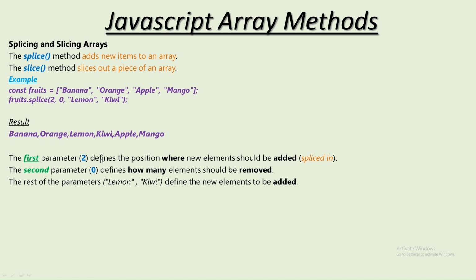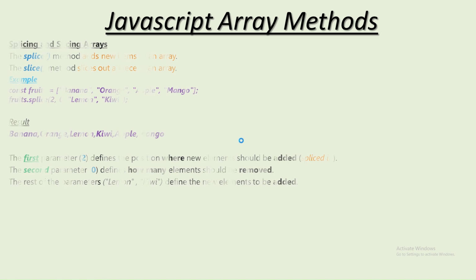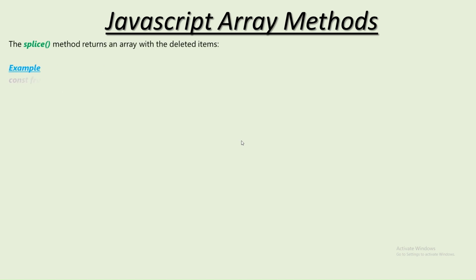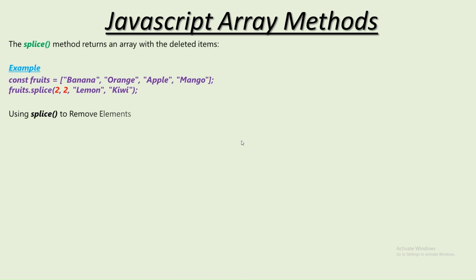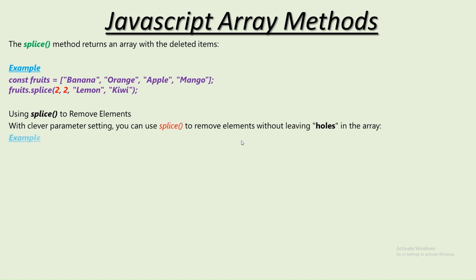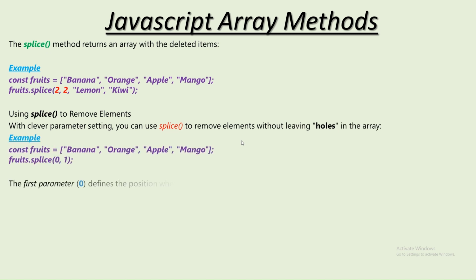So the first parameter 2 defines the position where the new element should be added, like spliced in, and the second parameter 0 defines how many elements should be removed. So none of the elements were removed, rather two elements were added from the index 2. The rest of the parameters, lemon and kiwi, define the new elements to be added. Now, the splice method returns an array with the deleted items. For example, const fruits equals banana, orange, apple, mango, and fruits.splice 2, 0, lemon, kiwi.